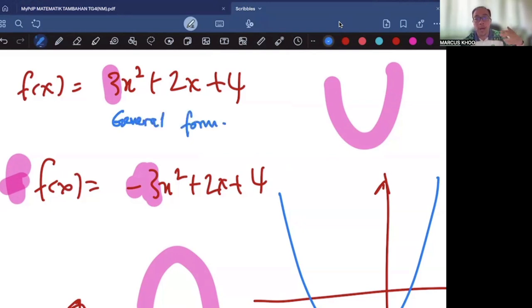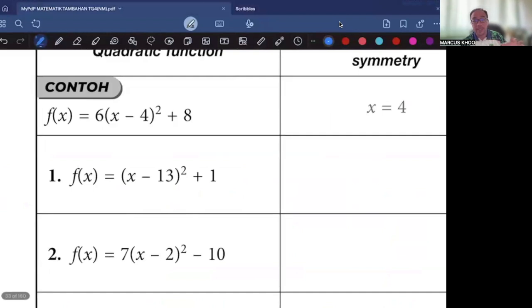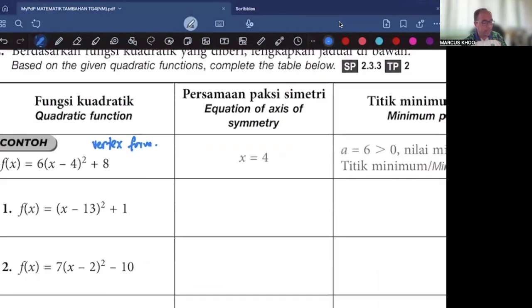In Malay, it's bentuk am. Generally quadratic functions look like this. Now there is another form over here which looks like this. It's actually the same thing. But when it looks like this, this is what we call the vertex form. And the reason why this is the vertex form is because it tells us this particular information called the equation of the axis of symmetry.